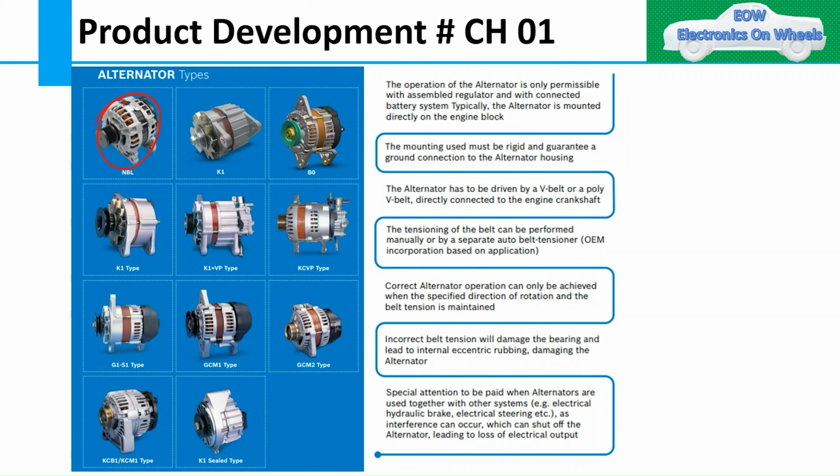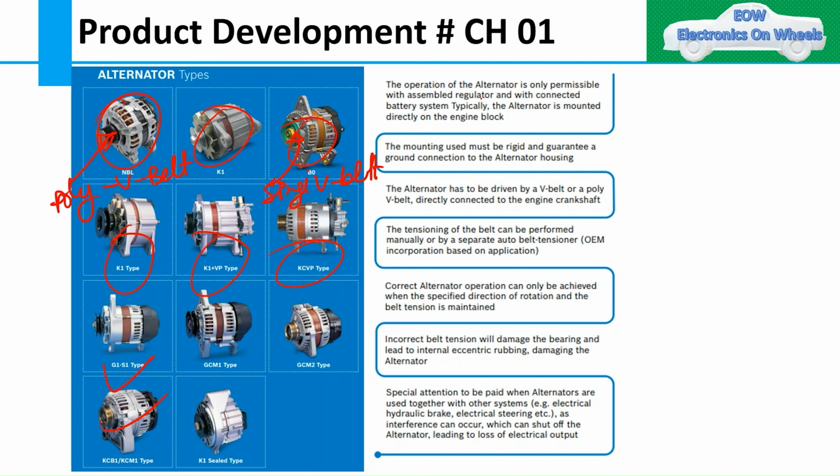So you can see here the different types: K1, B0, K1 type, K1 plus VP, then KCV. One more thing: this is a multi poly, we say poly V belt. And this particular pulley is nothing but a single V belt. So how do we define whether I need the poly V belt or only a single V belt? To define all these things, we come to product development.